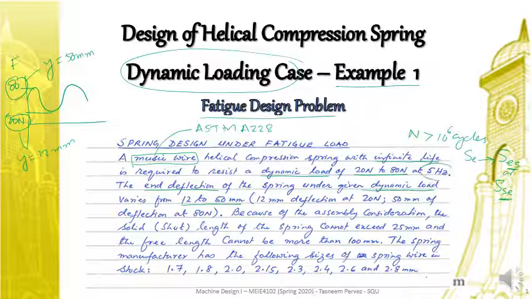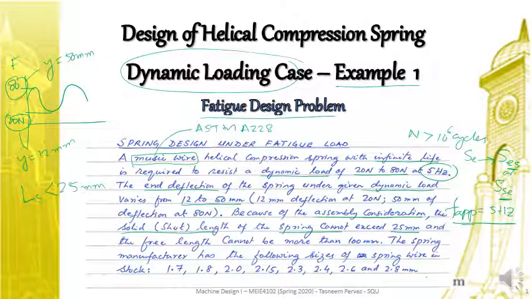And it's working at 5 Hertz. So what I have been given is the applied load frequency, which is 5 Hertz. And I have to check against the fundamental frequency of the spring for this one also. Because of the assembly consideration, the shut length of the spring cannot exceed 25 mm. So LS has to be less than 25 mm. And the free length cannot be more than 100 mm. So LO has to be less than 100 mm.